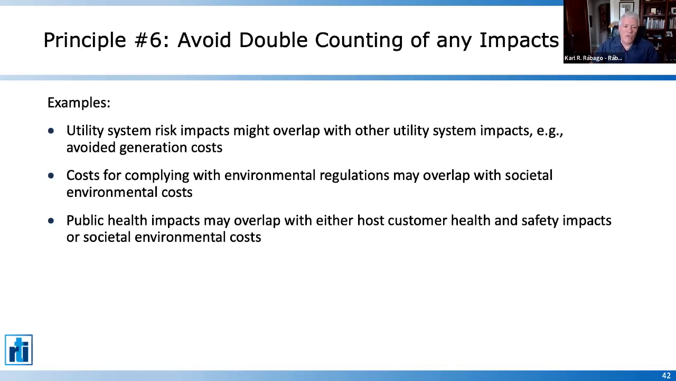Public health impacts are another example of that. They typically do not show up in utility system costs as a specific amount, but they can be very different when looked at from the perspective of a host customer or from society at large. And again, there's a risk of that double counting. So watch out for it, and there's plenty of room to make sure the numbers are straight.